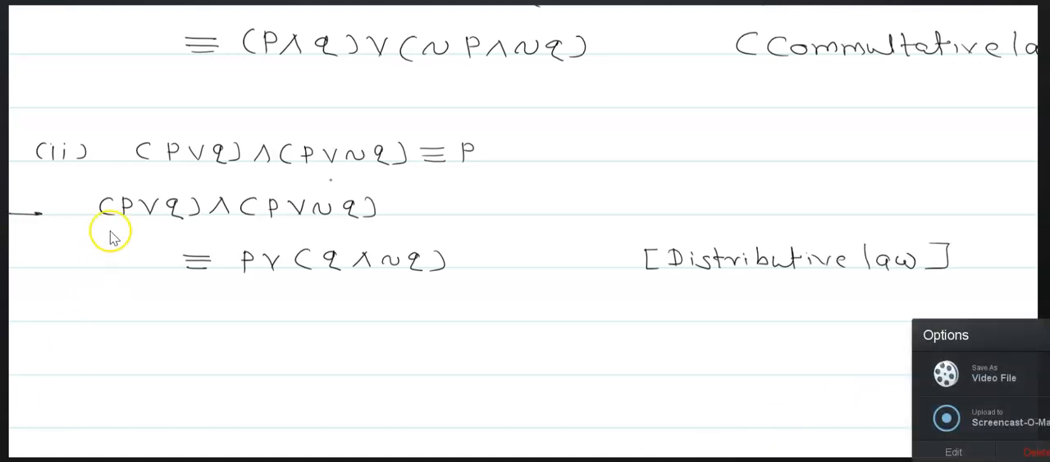Now see this here, P. Here is a P. That is, OR is distributed over the AND. This P is common here. Therefore, OR is distributed over the AND. What is the sign between these two? Here is OR in between these two. What is the common? P is common. Therefore, P OR in bracket Q and negation Q. This is the distributive law.